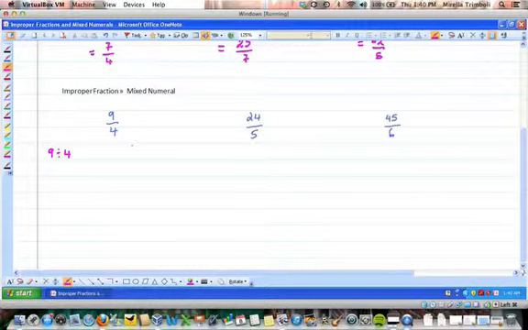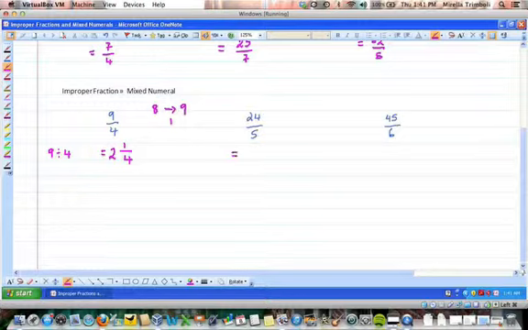So 9 divided by 4, so we know 4 goes into 9 twice. 2 4s are 8, and we want 9. We have a 9 in the numerator. So how do we get from 8 to 9? We add an extra 1, so that's the remainder. 1 remainder, and the denominator stays the same as in the original question.